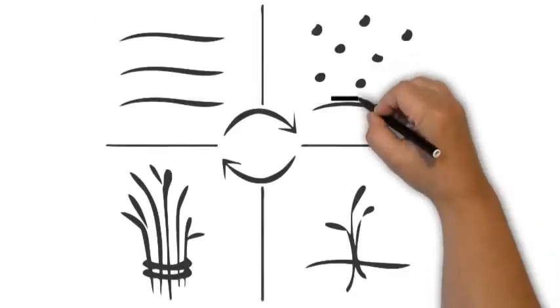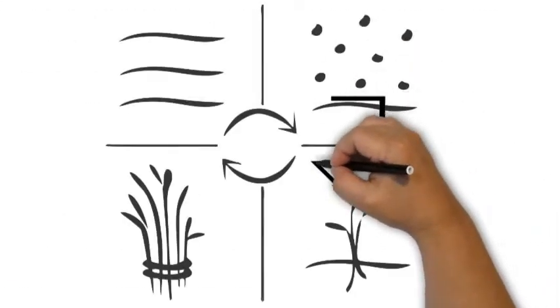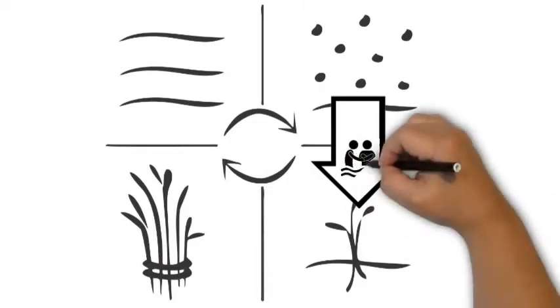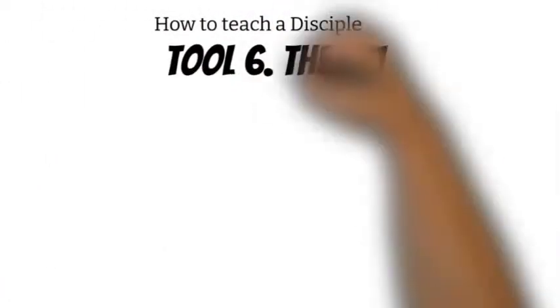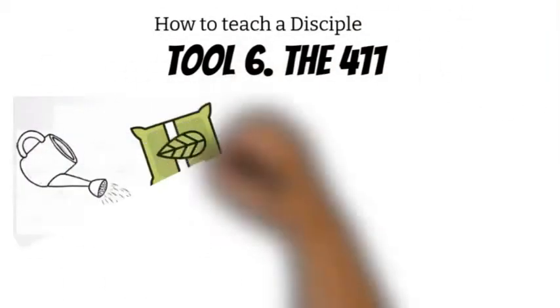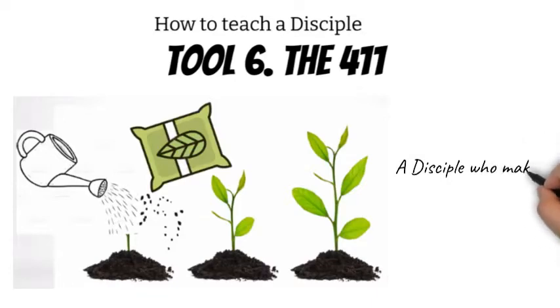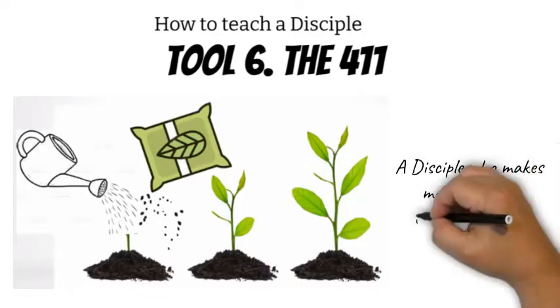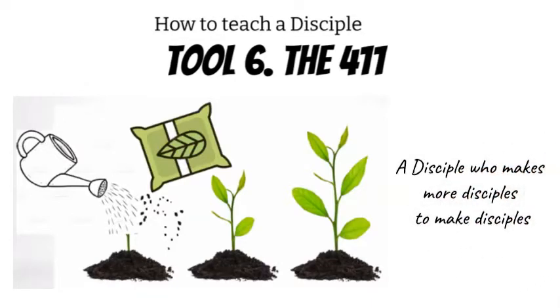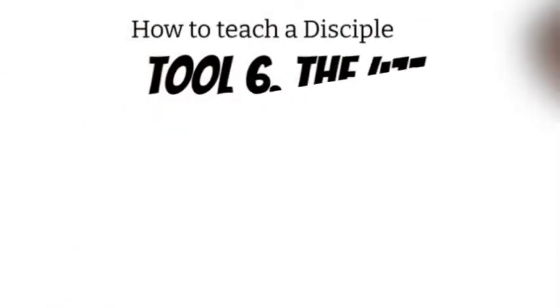Now that your person of peace has made Jesus the king of his or her life through obedient faith in baptism, he is now a baby in Christ. Just as a small plant needs water, light, and nutrients to grow, so the new Christian needs it to grow strong and healthy in Jesus. Through this tool, you will be training the new believer on how to become a disciple who makes disciples and the reason why. This is tool number 6, the 411.